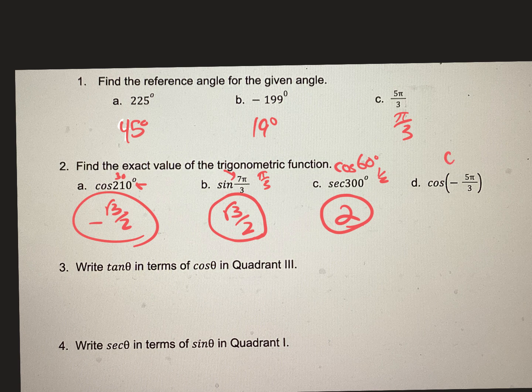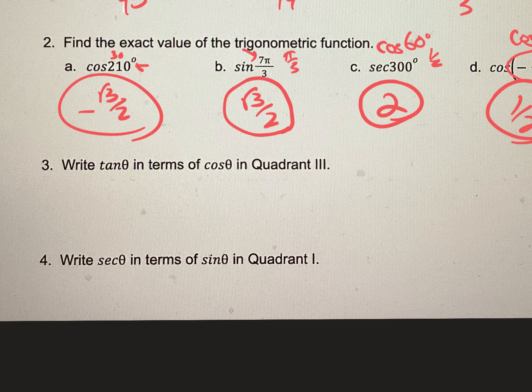Cosine negative pi over 3, so I'm really just thinking cosine pi over 3, which is 1/2. Negative 5 pi over 3, I got to go back and figure out what quadrant we're in right there. Negative 5 pi over 3 is almost negative 2 pi. So going the negative direction, you're almost back to 2 pi. That puts you in quadrant 1, everything's positive in quadrant 1. There you have it.